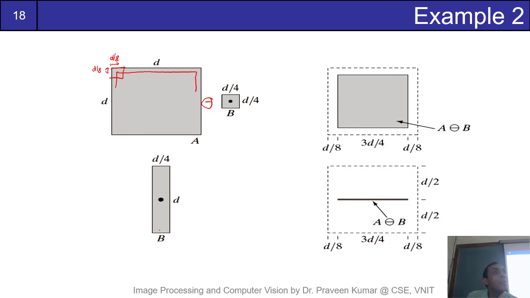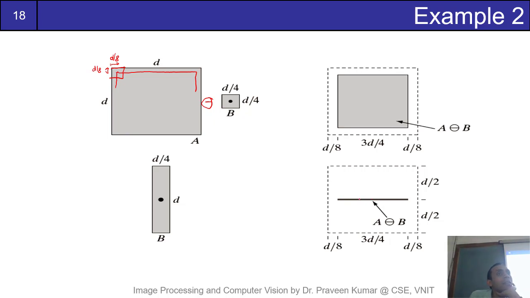If you had this structuring element, a rectangle structuring element, d by 4 in width and d in length, then from this side it is d by 4, so that means d by 8 and d by 8, but from the top and the bottom it will reduce by d by 2 and d by 2, so you'll be left with only a single pixel line.